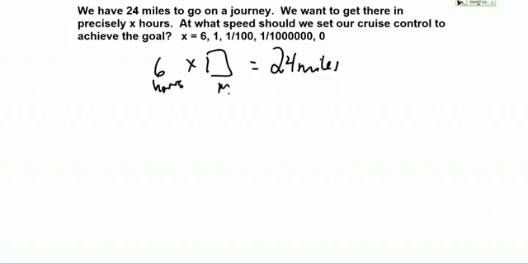Let's look at this in another way with the other version of division. This time we again have 24 miles to go on our journey. We want to get there in precisely x hours, and again, we're going to have several values of x. At what speed should we set our cruise control to achieve the goal? Once again, our old problem was we had 24 miles, and we wanted to take 6 hours to get there. Obviously, 4 miles an hour was the speed that we wanted to go.